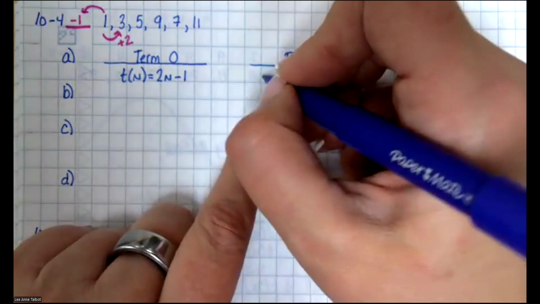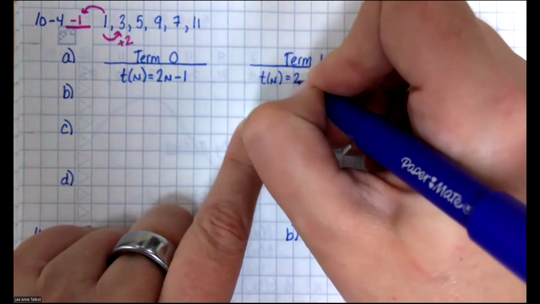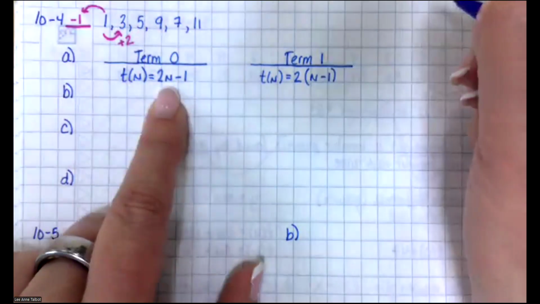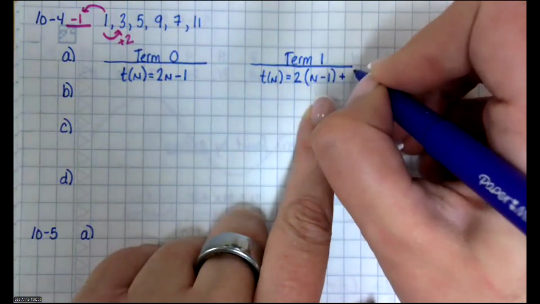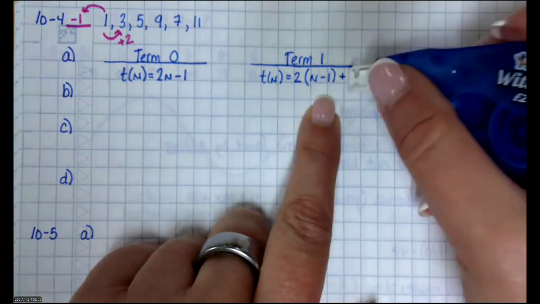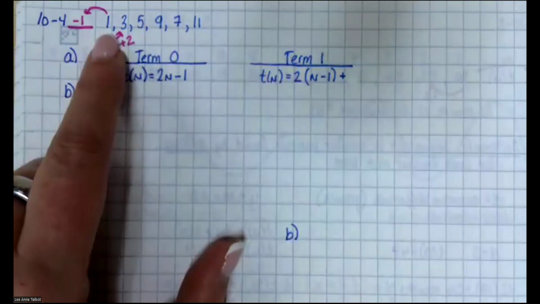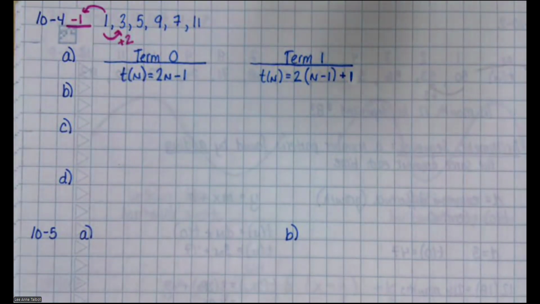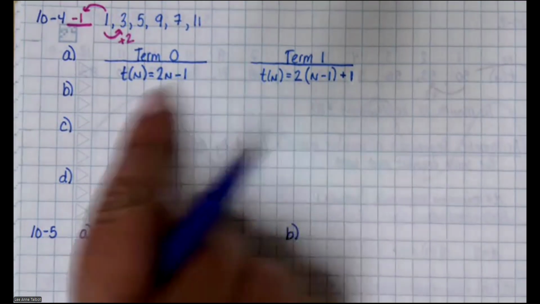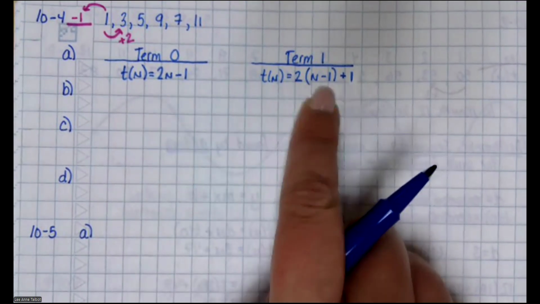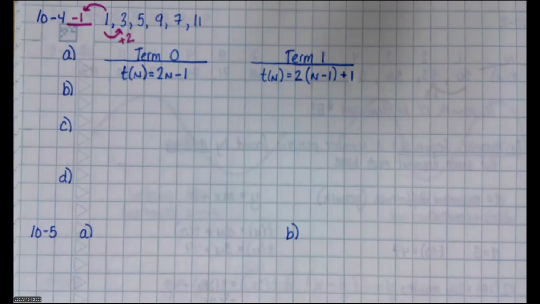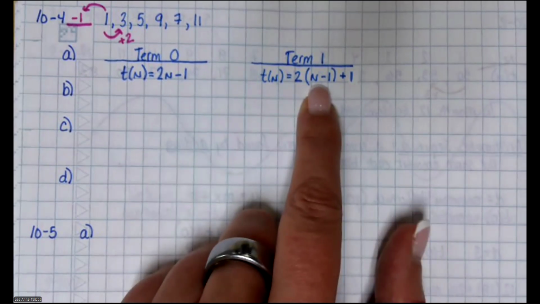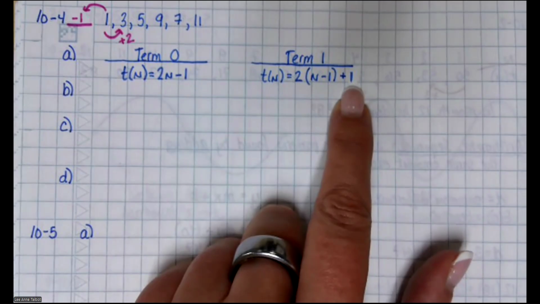The term 1 equation would be T of n equals 2, and then instead of just n, you make it n minus 1 to go back a spot. And then you add the first term instead of term 0. Okay, check in your mind. Do these things equal 2n minus 2 plus 1? Yes. Okay, so when you're doing term 1, you don't put n, you put n minus 1, and then term 1 here instead of term 0.